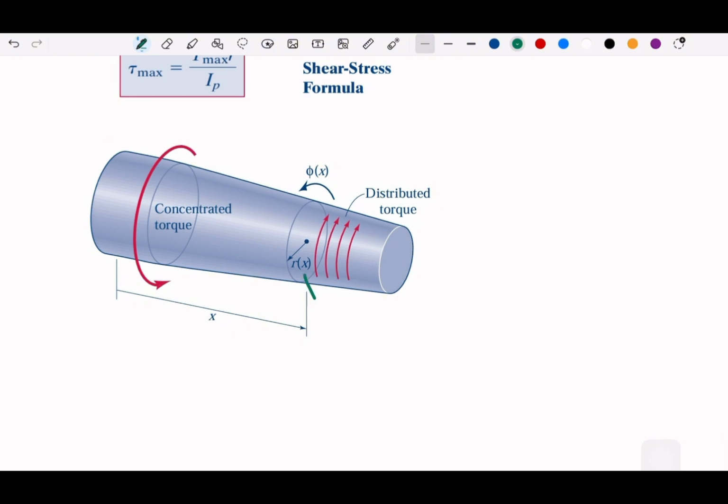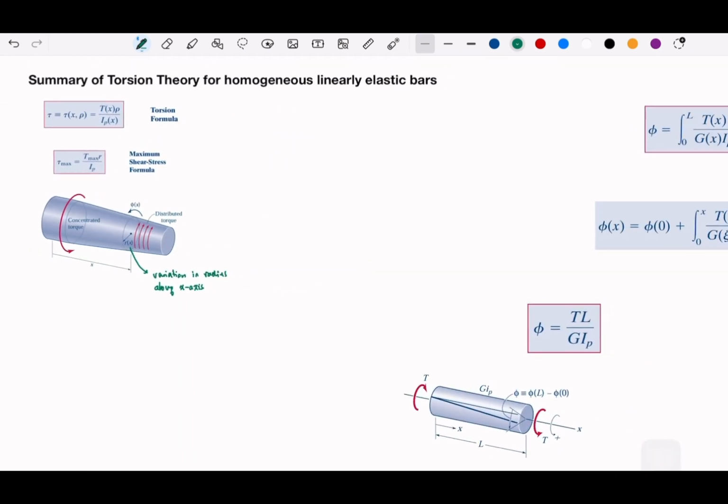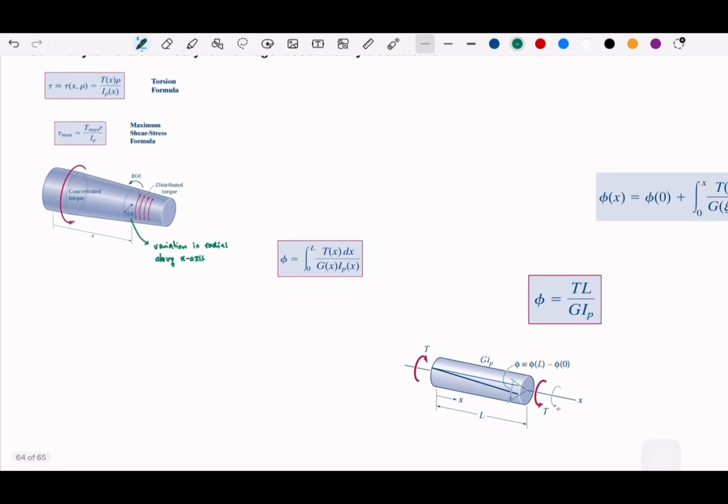So we have the Rx here, which is the variation in radius along the x-axis. And we have a distributed torque for every part of them. So we can have a torque twist equation. You can write here. So we can have a torque twist equation.